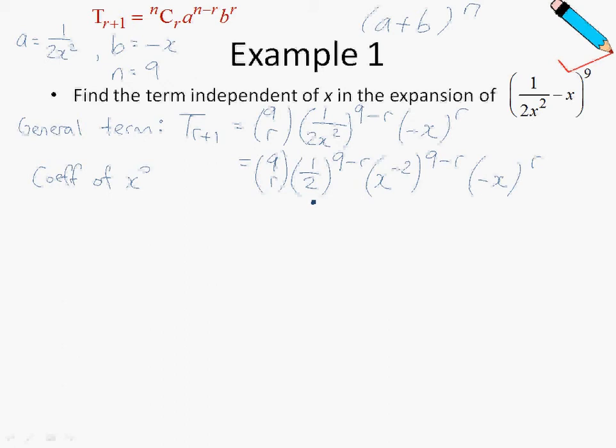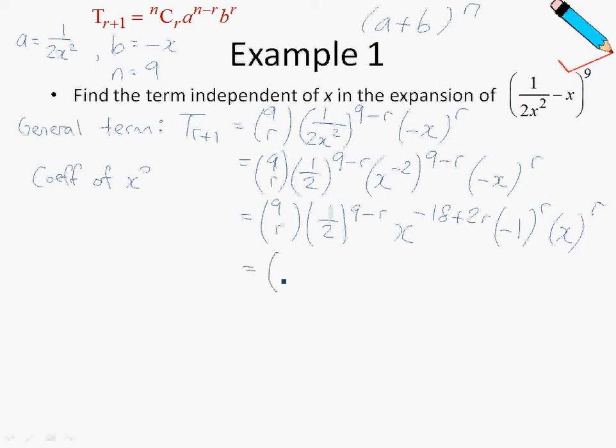Just going to carry on from here. The numbers, I'm just going to leave it over there. For this x, I will just multiply in. So negative 2 times 9, negative 18 plus 2r. Over here, the term at the back might get a little tricky for you. So what I'm going to do is break negative x out into negative 1 to the power r, and x to the power r.